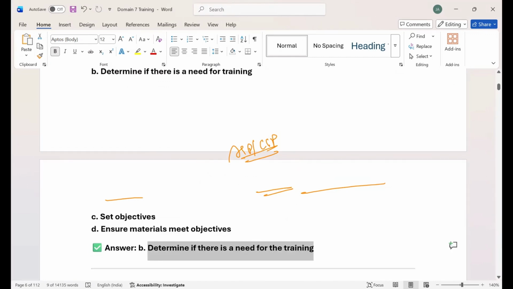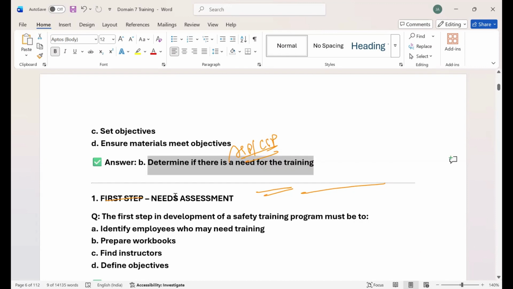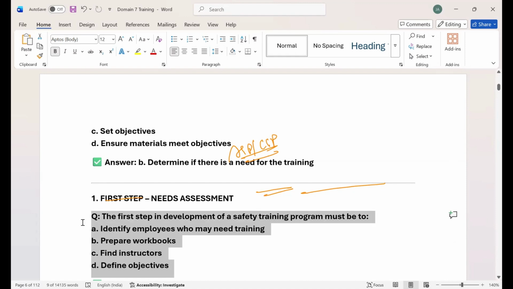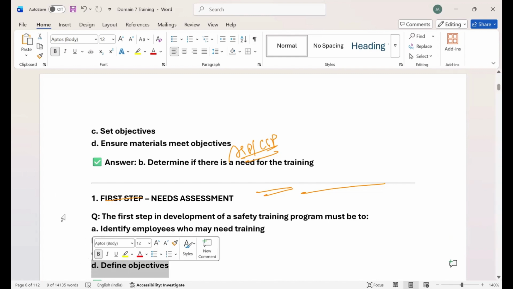Now this is a very confusing question. Again, from the needs assessment itself: the first step in development of a safety training program must be identify employees who may need training, prepare workbook, find instructor, or define objectives. So here there is no needs assessment option, but they are asking the same question, the first step in development of a safety training program. Identifying employees who might need the training is there. Prepare workbook is not the correct answer. Find instructor is also not the correct answer. Define objective is the correct answer.